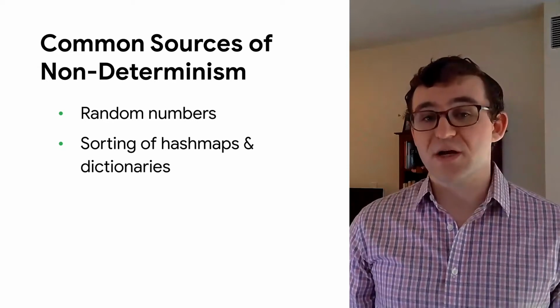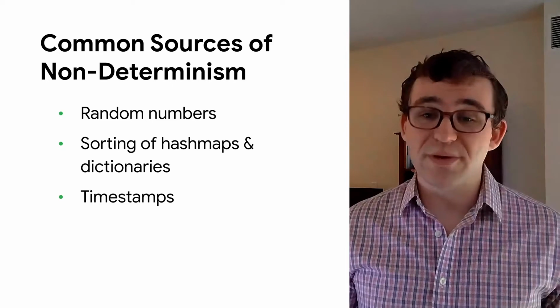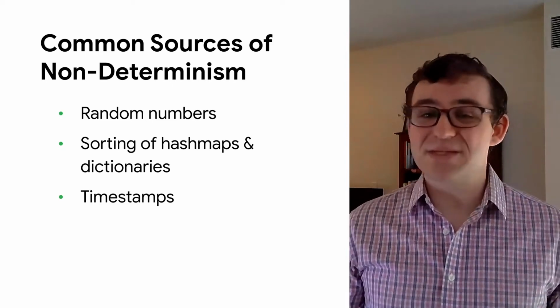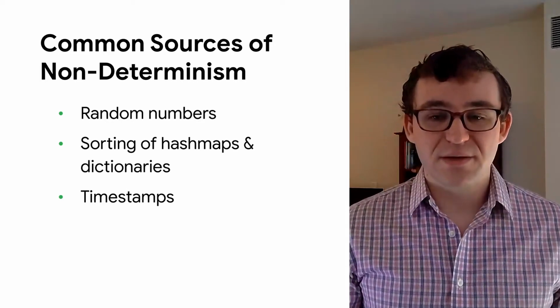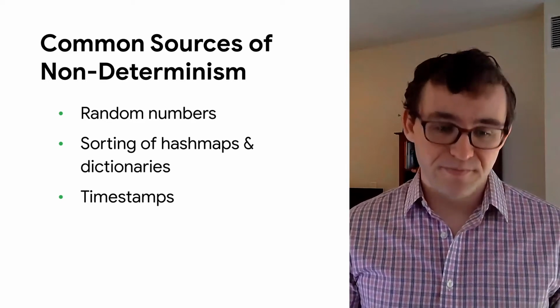Another common source of non-determinism is timestamps. When we talk about running multiple builds, we mostly mean builds run at different times. And so if you run multiple builds, the timestamps that can get embedded into output files will be different.